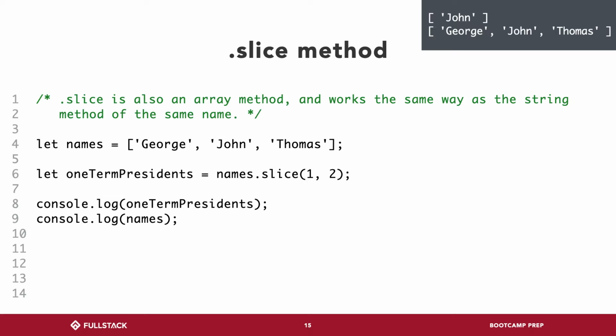It's not correlated to George and Thomas at all. Oh, what's happening? So names is an array of 3 things, right? Yeah. And then one term precedence, I'm saying names is going to be equal to that array dot slice, start at 1, end at 2.